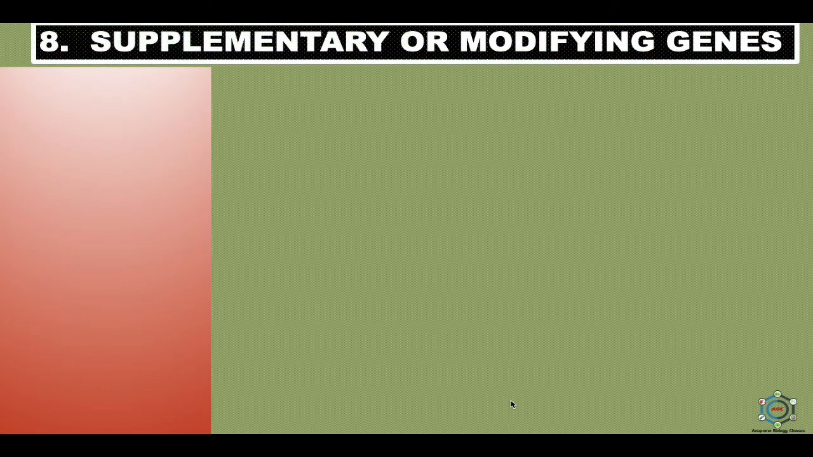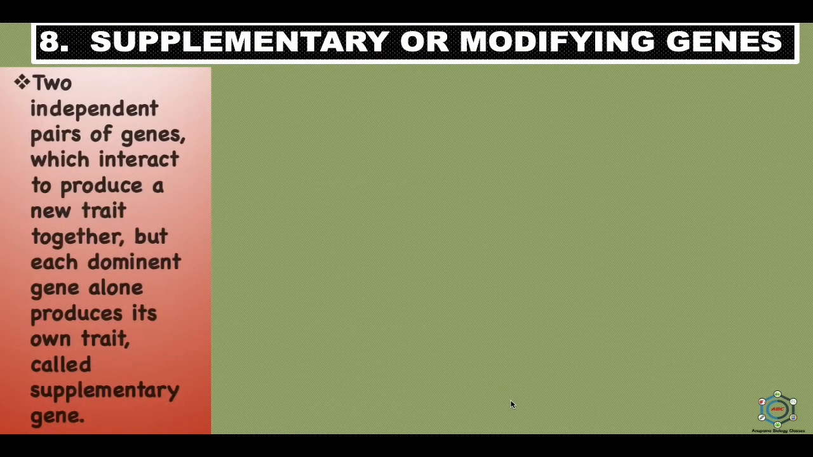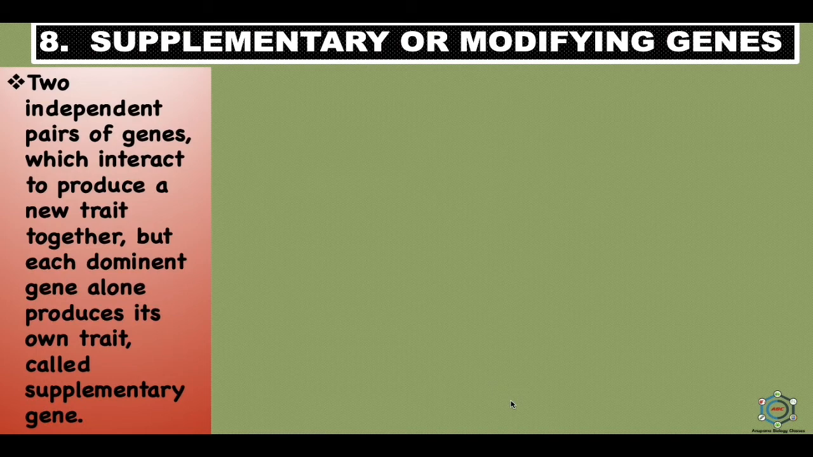After this, the next is supplementary or modifying genes. The two independent pairs of genes which interact to produce a new trait together, but each dominant gene alone produces its own trait, are called supplementary genes.